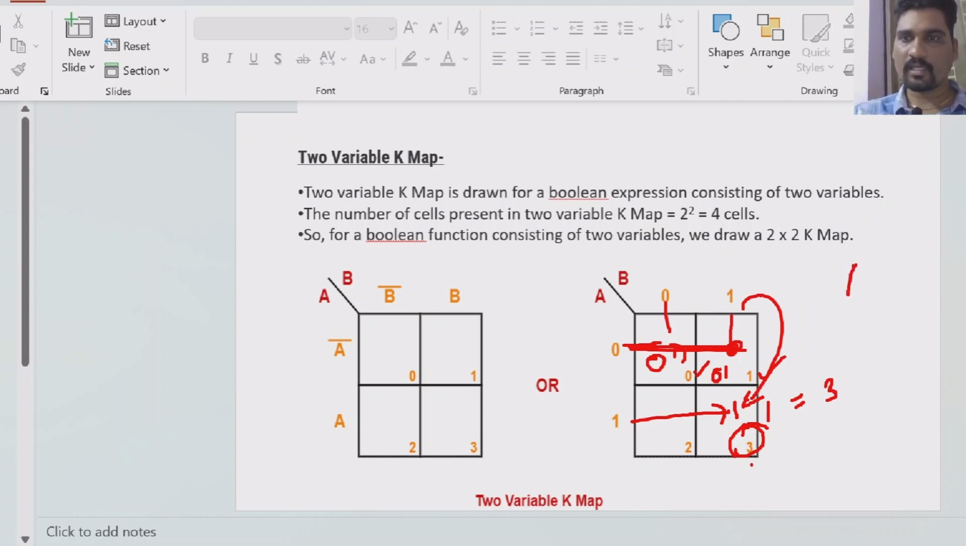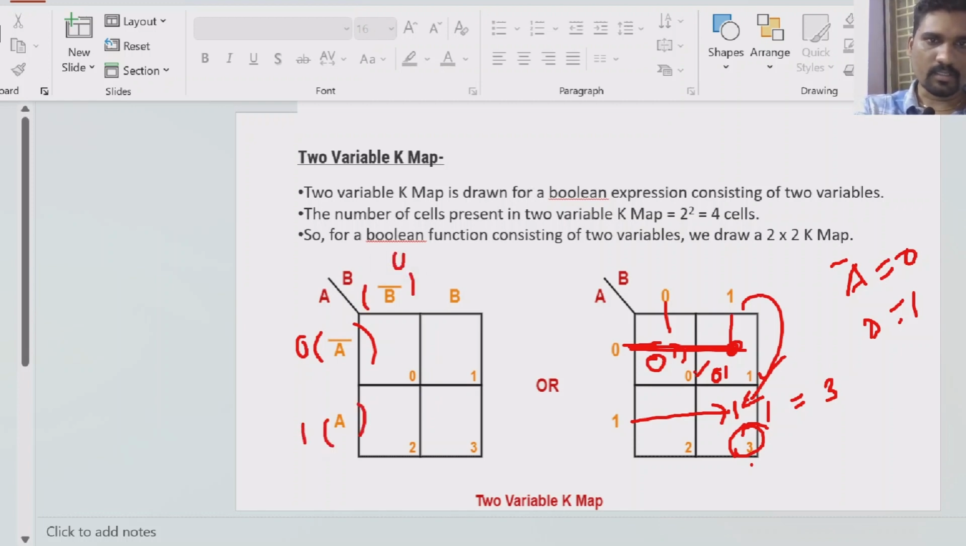As I told earlier, A bar means 0, A means 1, right? So here 0 means they are writing in terms of the A bar or 0, 1 or A. So B bar means it is 0 or B bar, it is 1 or B bar. Either we can represent if the given question is in terms of the product term, or if the given question is in terms of the mean term, we use this one, right? That is the only difference.